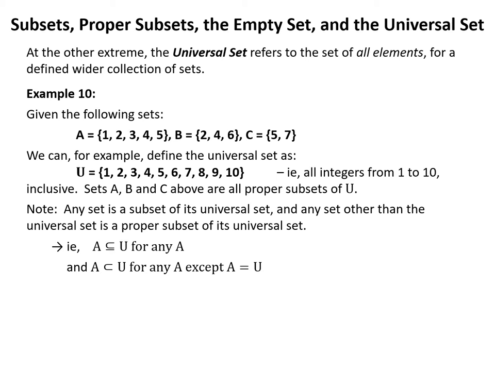Now we could define U in other ways as well, as long as A, B, and C above are all proper subsets of U. So note, what this means is any set is a subset of its universal set, and any set other than the universal set is a proper subset of its universal set. In other words, A is a subset of U for any A, and A is a proper subset of U for any A, except if A equals U.